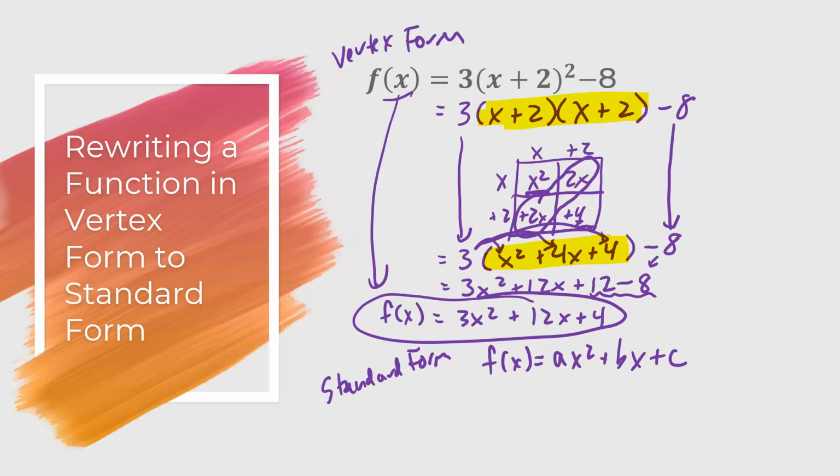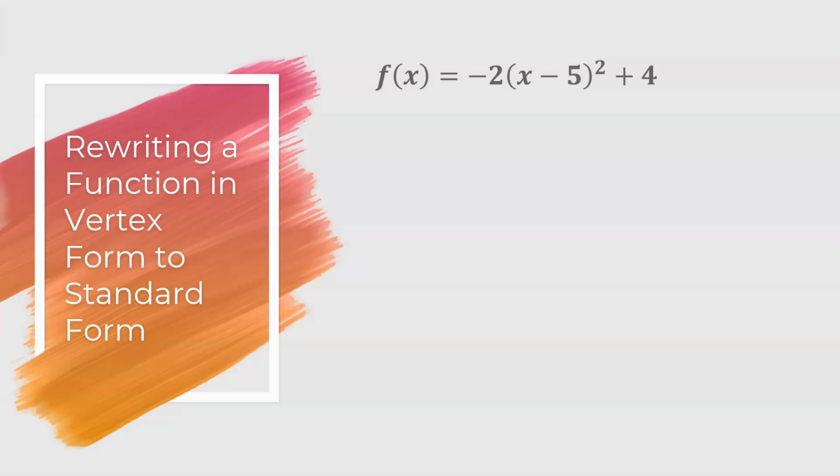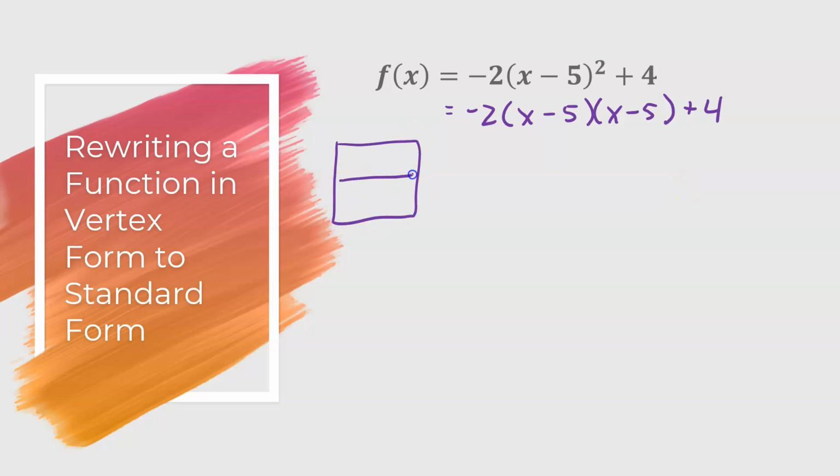Okay, so we want to be able to convert back and forth. So let's do one more example of that. f of x equals -2 times x minus 5 squared plus 4. Again, the first thing we think about is that x minus 5 squared is x minus 5 times x minus 5. Now, I often like to do the multiplying of the binomial off to the side. So I'm going to put the x minus 5 times x minus 5 over here. I get x squared minus 5x minus 5x, and a -5 times -5 is positive 25.